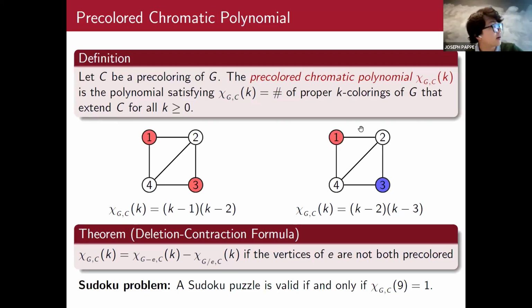Note that this algorithm can't be too fast because in general, finding the chromatic number of a graph is NP hard. And even determining whether or not a graph is properly three colorable is, in general, NP complete.